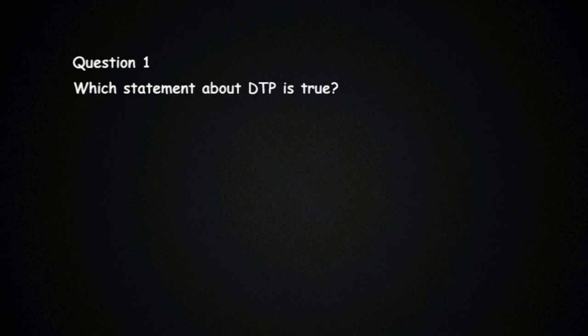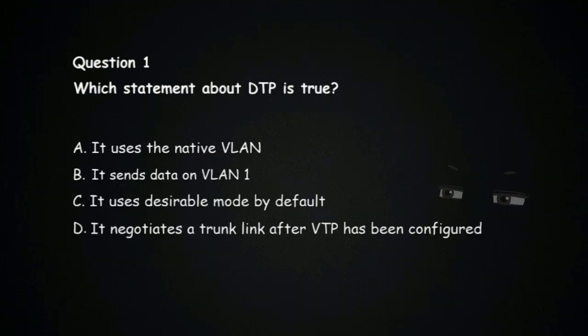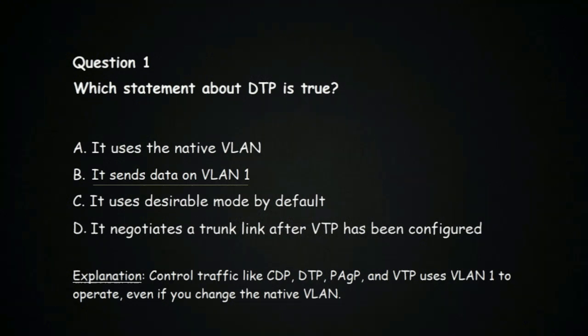Question 1. Which statement about DTP is true? Options. Answer is B. It sends data on VLAN 1. Control traffic like CDP, DTP, PAgP, and VTP uses VLAN 1 to operate, even if you change the native VLAN.